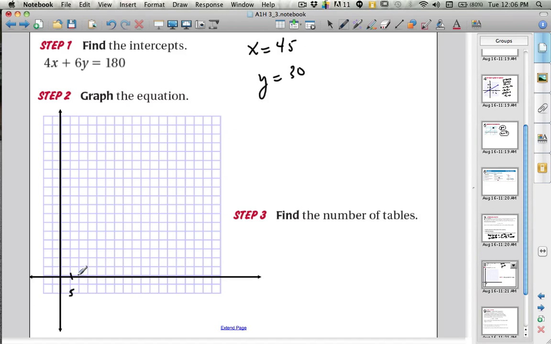So that's 5, 10, 15, 20, 25, 30, 35, 40, 45, 50, 55. All right, now I've gone far enough because I know my x-intercept is right here, 45. So I could do 0 large and 45 small.